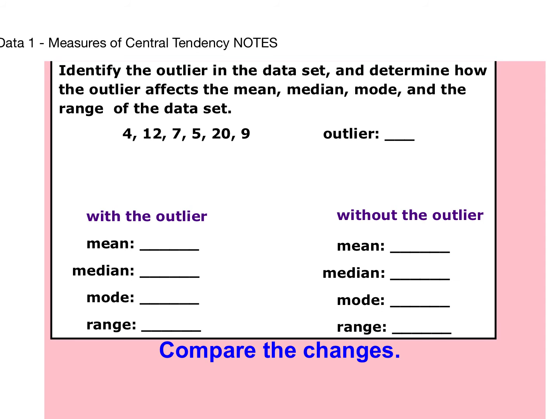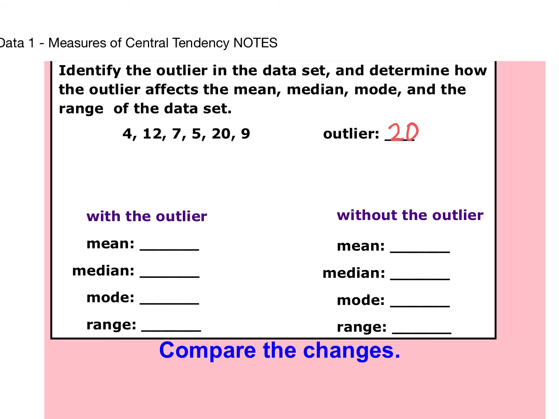I mean, 12 is 3 away from 9. That's a little bit higher, but 20, that's pretty far out there if we're talking about from 4 to 12. So I'm going to say the 20 is the outlier. So if you're feeling good about this, go ahead and pause it, and then you can just come back and check your answers with us.